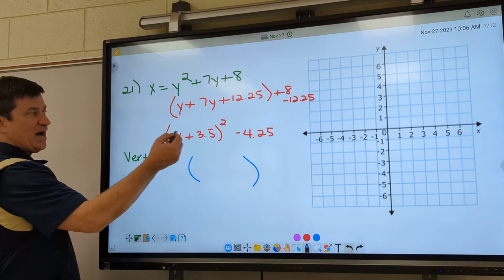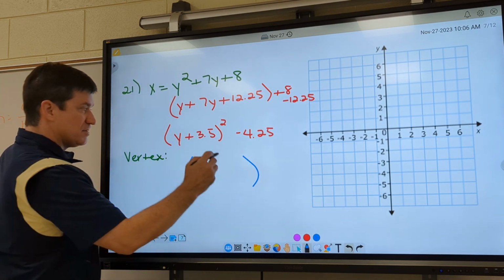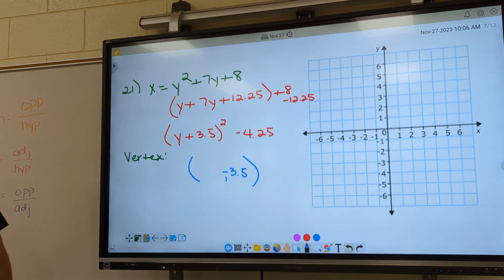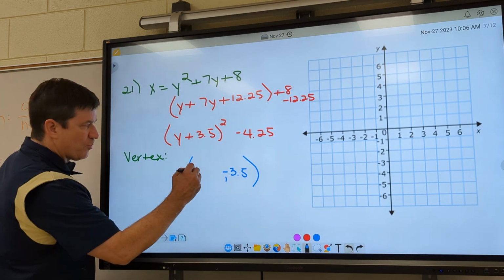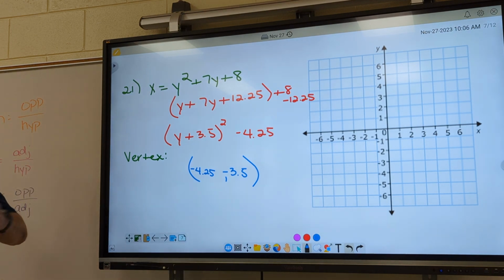The 3.5 is with the y, so down here it's got to go in the y coordinate spot. So negative 3.5 goes second. Even though I did it right on 20, I messed it up on 21 when I did it in the first block. So negative 4.25 goes here. All right, this one's yucky. Decimals everywhere. All right, we're gonna have to graph it.